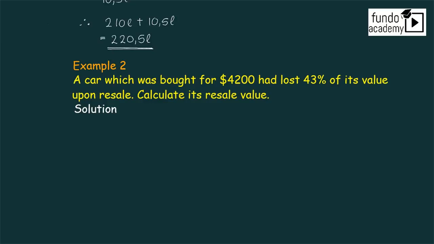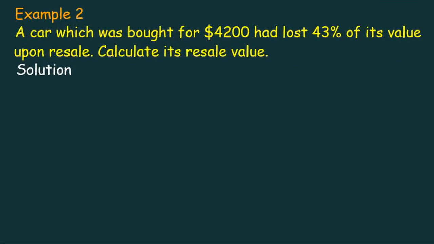A car was bought for 4,200, and you see upon resale they're saying that when it was sold it had lost 43% of its value. So you can see here that we are talking about a percentage decrease in this example, while in the first example we had a percentage increase on a quantity. So for a percentage decrease, it's not any more different.